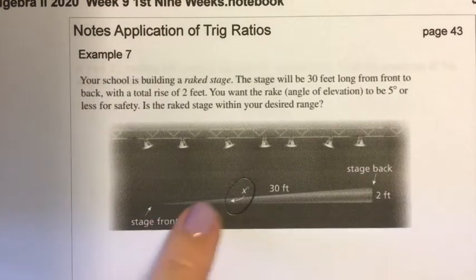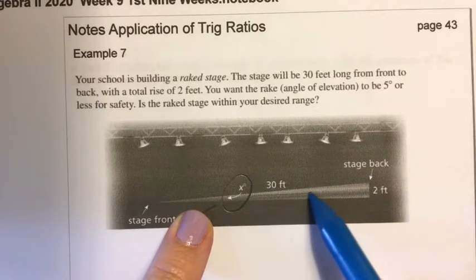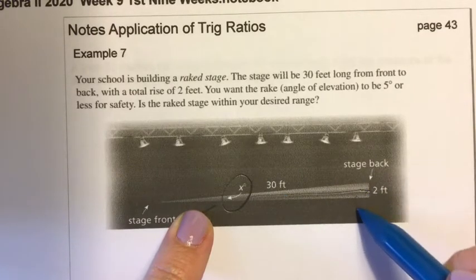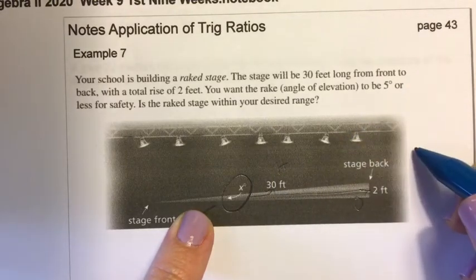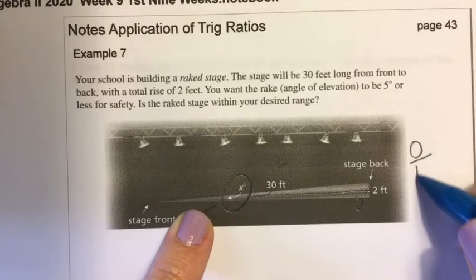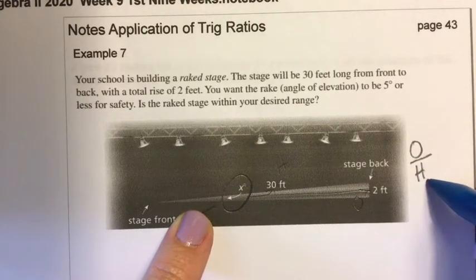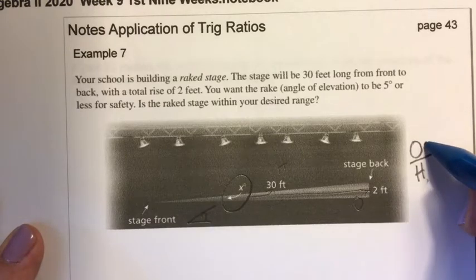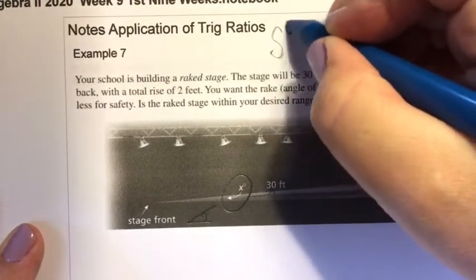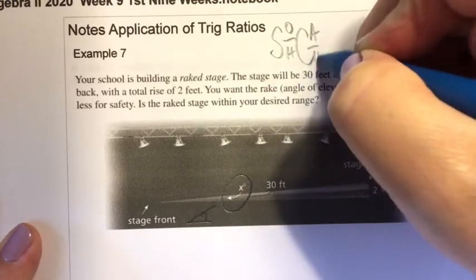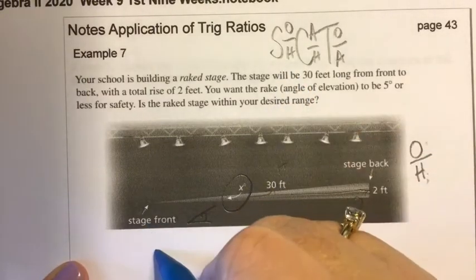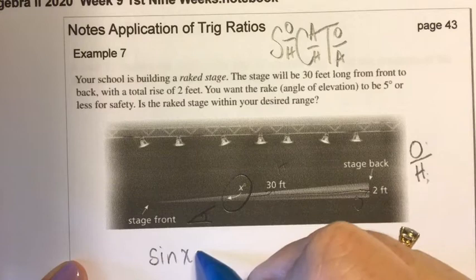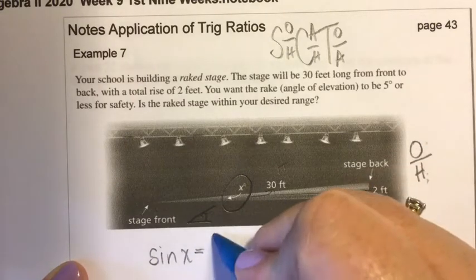Here's my angle X. What two sides do I know in relationship to X? I know the opposite side, and I know my hypotenuse. Okay, so I know opposite, and I know hypotenuse. Which trig ratio is that? I use opposite over hypotenuse. So, TOA. Sine is correct. So the sine of X is going to equal 2 over 30.